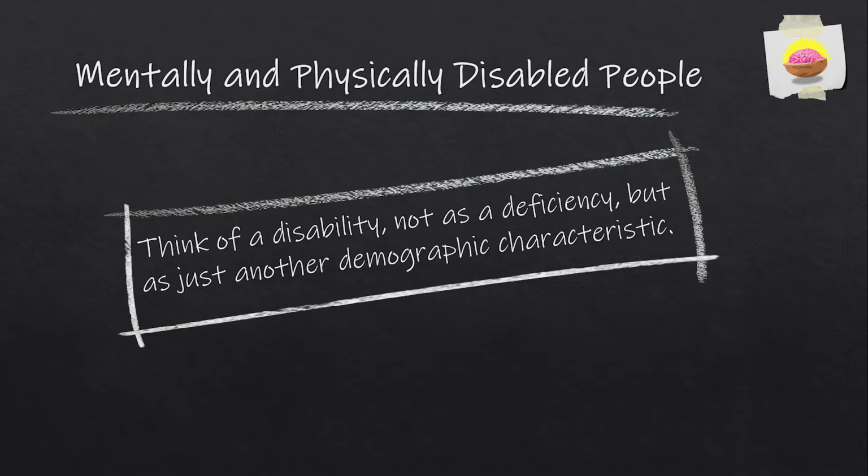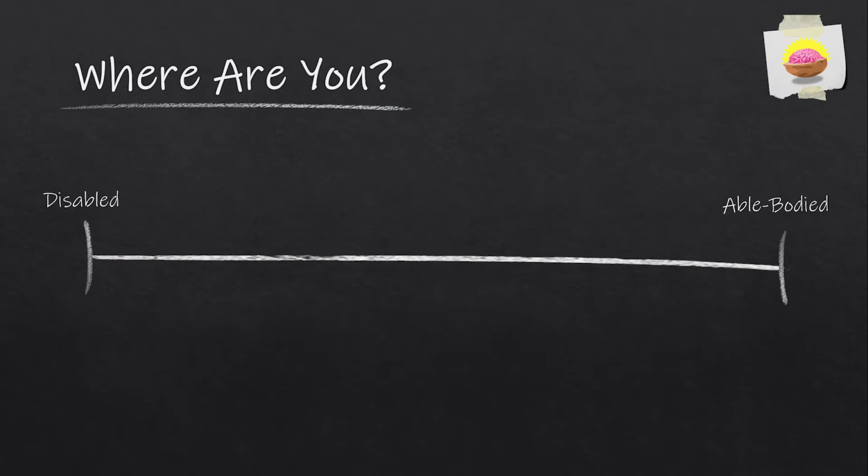Now, let me show you what I mean. Here's a continuum. On the far left, we've got disabled. On the far right, we have able-bodied. Where are you on this continuum? Now, in my case, I'm ambulatory. I can walk, I can run, I can do things just fine. So I might say, okay, I'm going to put myself over on the far right. I'm able-bodied. I'm kind of old, so my knee hurts and my hip gives me issues now and again. So I'm not on the far right, but I'm able-bodied.